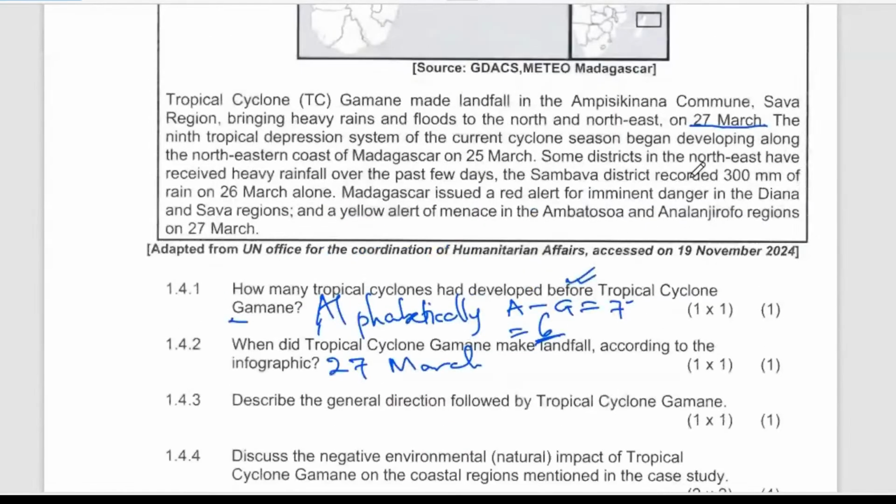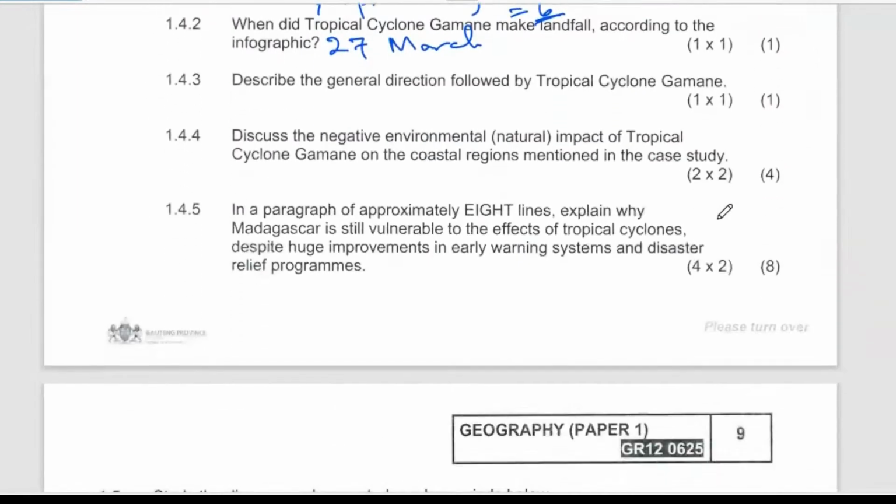Right, if we try to check the impact here on the coastal areas, it says began developing along the northeastern coast of Madagascar. Some districts in the northeast have received heavy rainfall over the past few days. So we are looking at the impact of heavy rainfall on the natural environment. How does it impact? Discuss the negative environmental or natural impact of tropical cyclone Khamani on the coastal regions. Right. Because of the heavy rainfall, we can have the risk of flooding of the coastal areas, which is going to affect the natural environment.